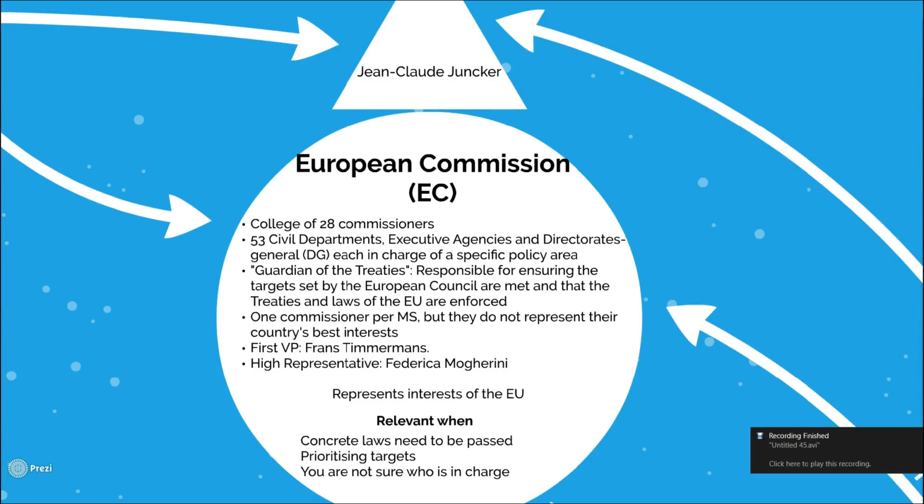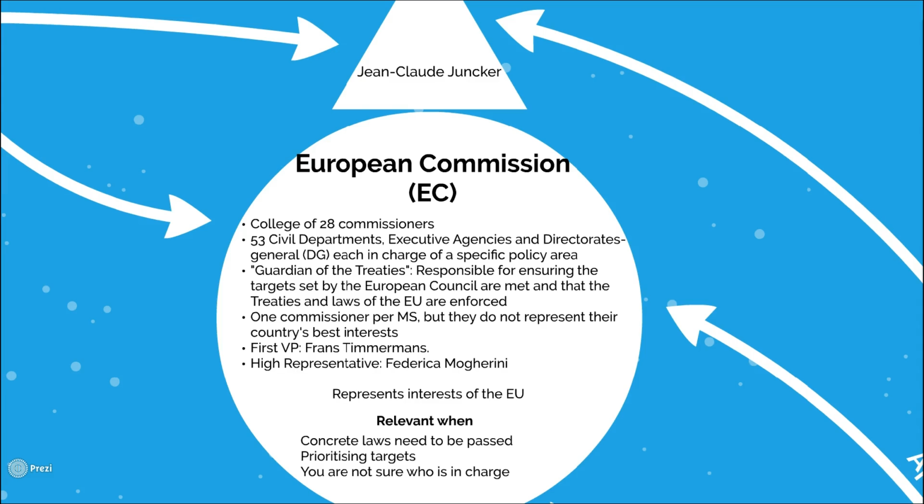The European Commission is also referred to as the guardian of the treaties, because the European Commission is responsible for ensuring that the targets set by the European Council are met and that the treaties and the laws of the EU are enforced. How you should imagine this is that the European Council decides what they want the European Union to do. For example, achieve equality. The European Commission is then in charge of proposing legislation to actually achieve this goal.